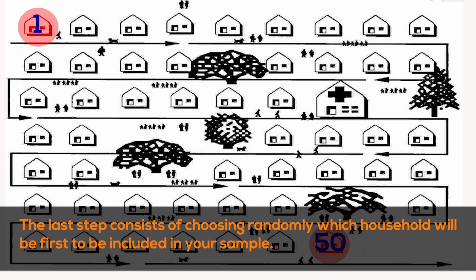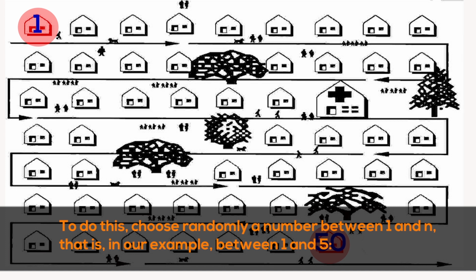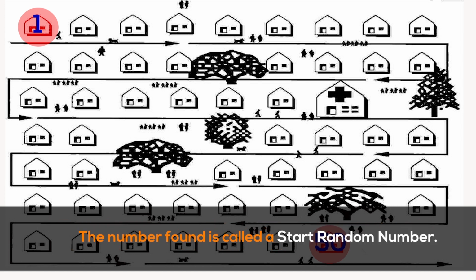The last step consists of choosing randomly which household will be first to be included in your sample. To do this, choose randomly a number between 1 and n, that is, in our example, between 1 and 5. The number found is called a start random number.